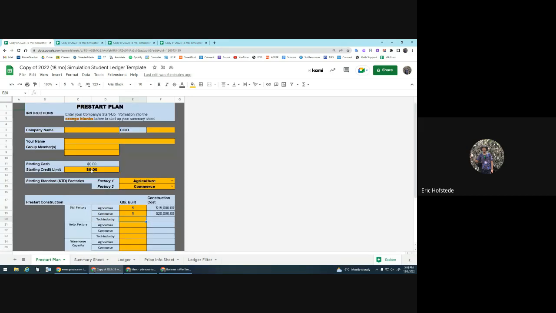This one will focus on getting your pre-start plan information properly recorded. So the first thing you need to do is make sure you have your pre-start plan filled in correctly, including your credit limit. Let's say I started with a $230,000 credit limit. We can actually right off the bat enter that into our ledger. So why don't we try and do that?